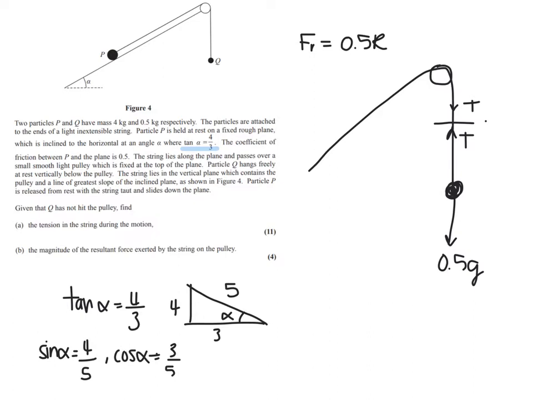Particle Q won't hit the pulley because particle P slides down the plane, so this bit is going up here. Particle P then is going down the plane, which means that friction is acting up the plane, and so is tension. The pulley is experiencing tension going downwards. We're on a surface here, so the normal reaction force will be perpendicular to the slope, and we have a weight force of 4G.